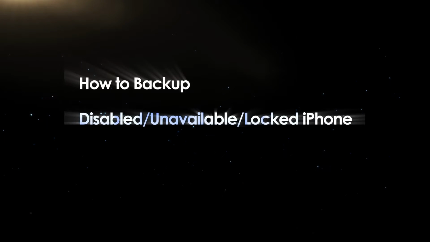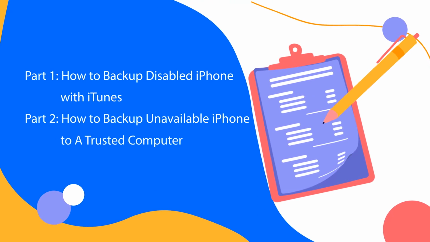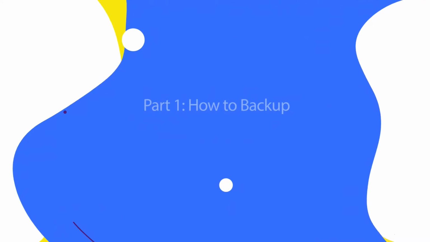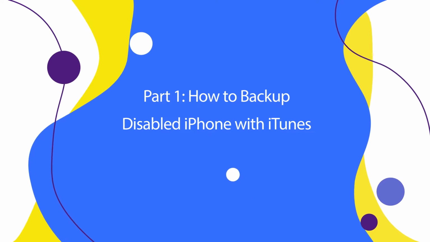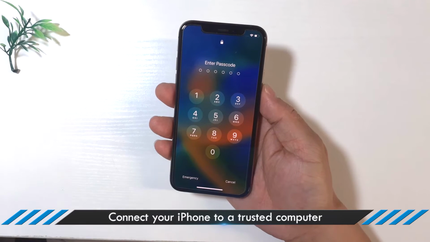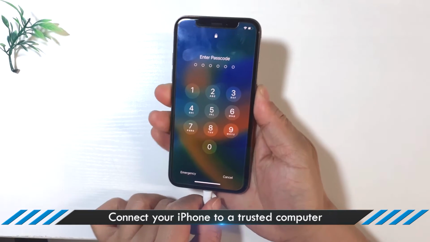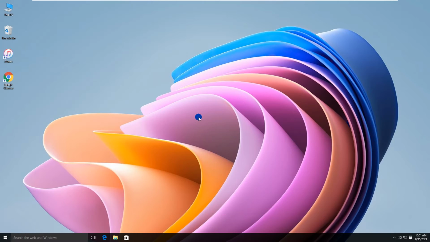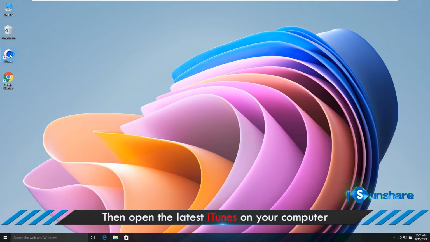Today I'm going to show you how to backup locked iPhone. You can learn two ways here. Way 1, try to backup locked iPhone with iTunes. Just go to connect your iPhone to a trusted computer. Then open iTunes.